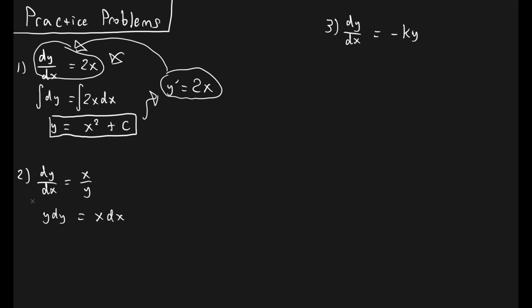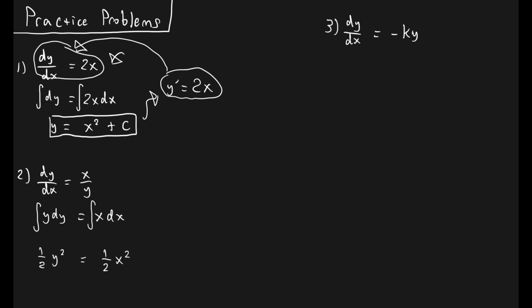So put the integral signs on both sides, integrate y dy and integrate x dx. We know from our calculus 1 and 2 skills that the integral of y dy is equal to 1/2 y squared, and the integral of the right side is equal to 1/2 x squared.